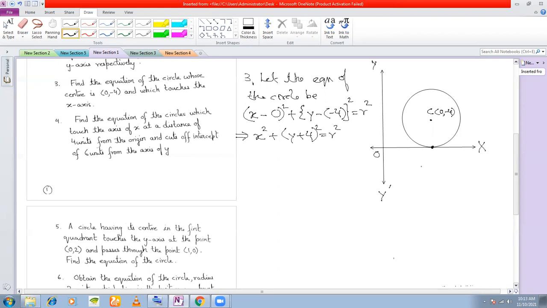Now we want to find out the radius. Let us call this point P. So since this circle touches the x-axis, or intersects the x-axis at one point only, therefore, CP is equal to radius. And what will the radius be equal to?